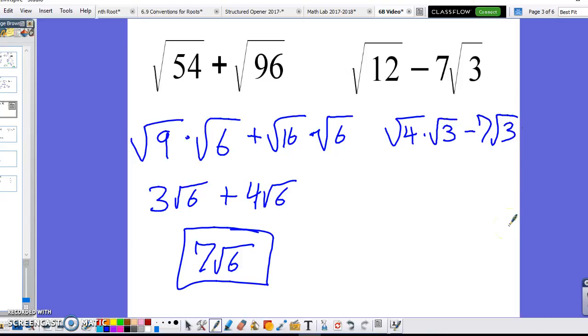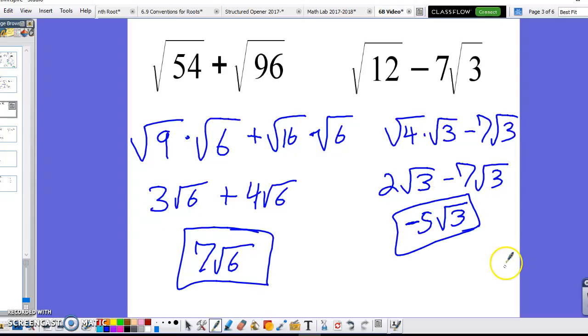Okay? If 3 doesn't go into 12 and I have something else here, there's no way for me to get my like terms or the same number in the radical I'm looking for. So 2 square roots of 3 minus 7 square roots of 3. 2 minus 7 is negative 5 square roots of 3. Okay?